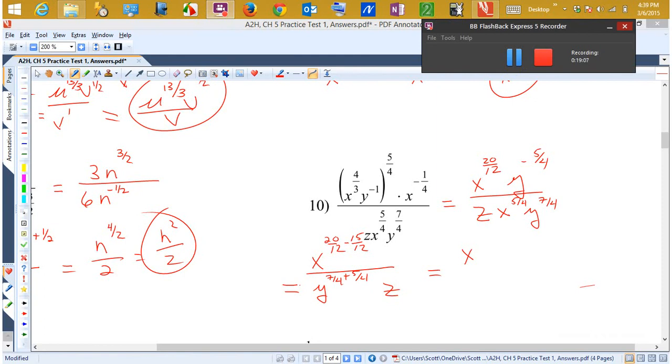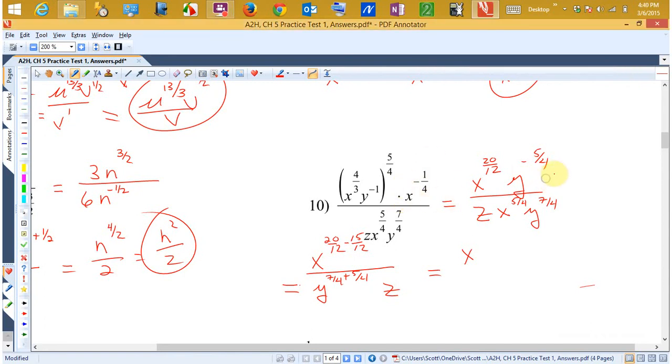Actually, I just noticed I left something off this. You see this term here? I forgot about that completely. So let's go ahead and add that in. That would be times x to the negative 1/4. That's going to have to add. So this negative 1/4 is going to add to the 20 over 12. So let's go ahead and fix that.